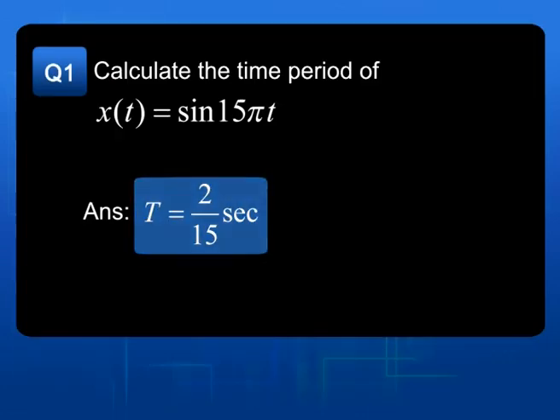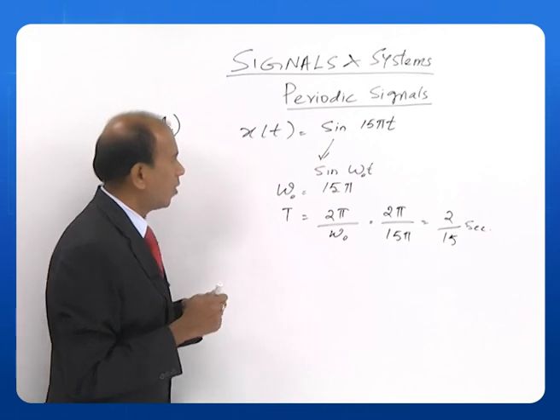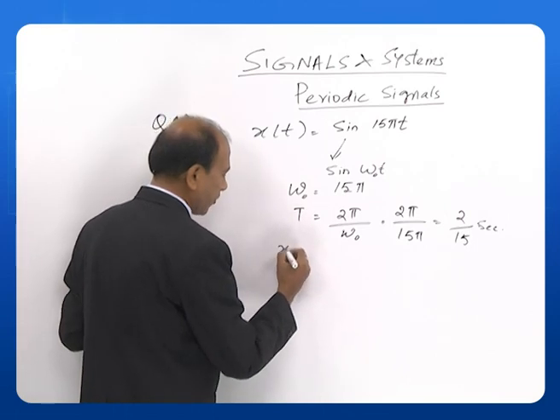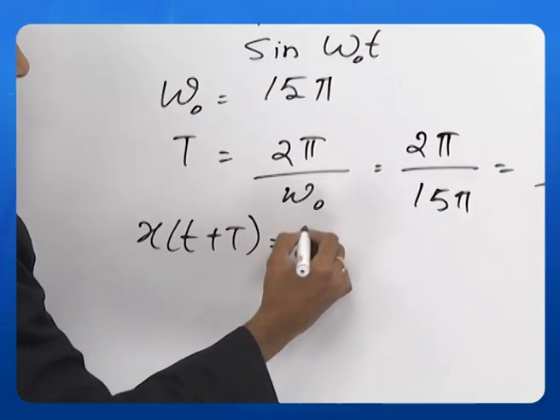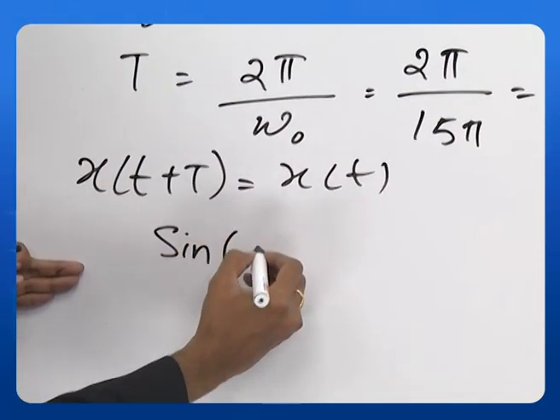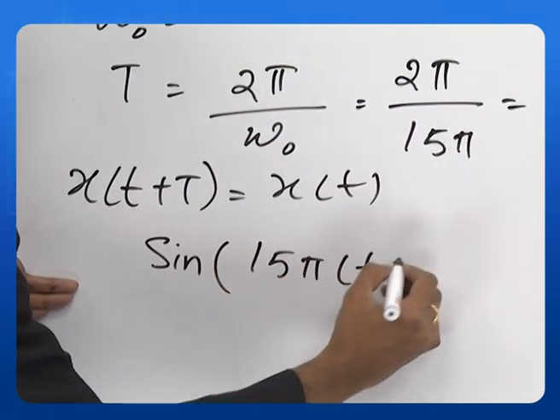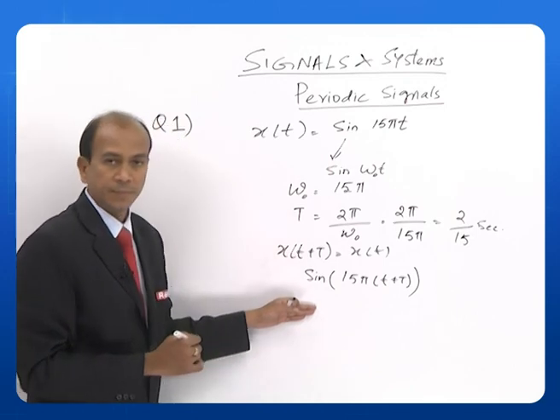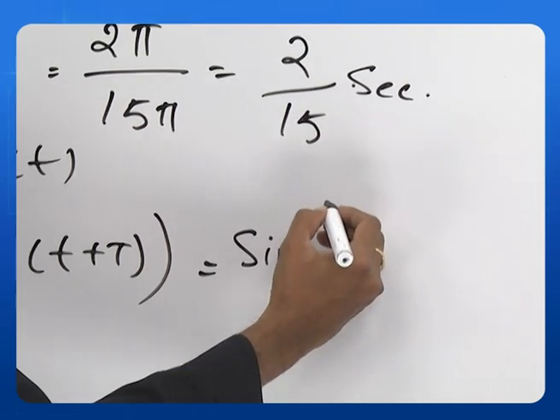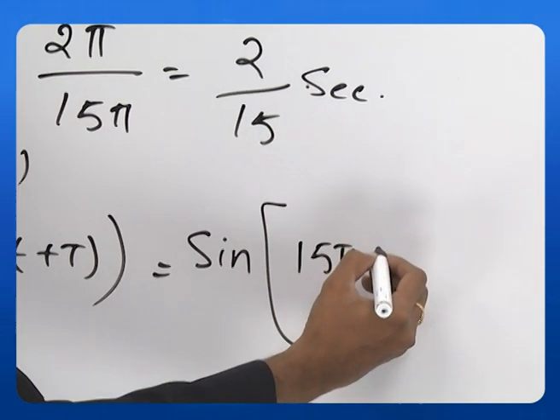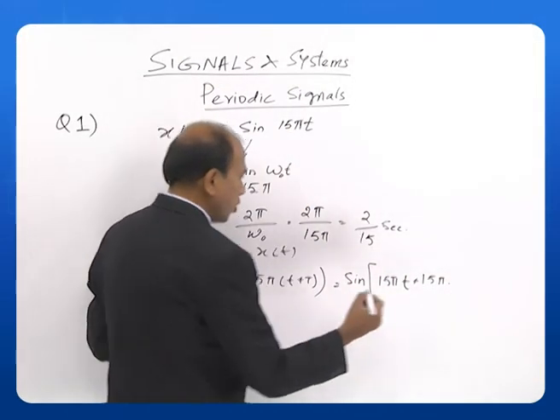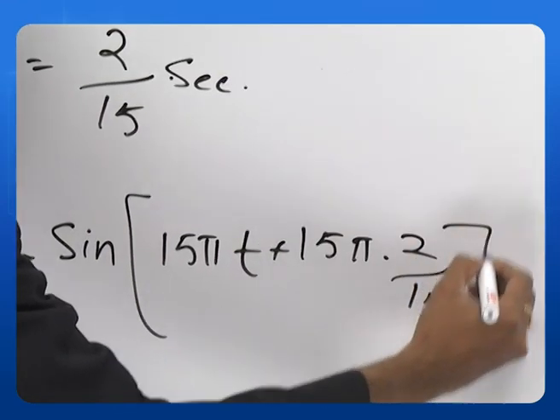Now, we have to prove that this is in fact a periodic signal. Okay. So, what is the condition for periodicity which we have seen? We said the condition of periodicity is x of t plus T must be equal to x of t. So, let us see this: sine of 15 pi into t plus T. So, this will be equal to sine of 15 pi into t plus 15 pi into, what is our T value here? 2 by 15.